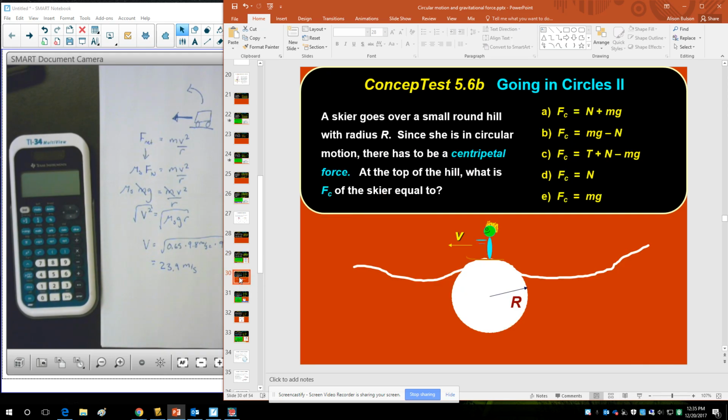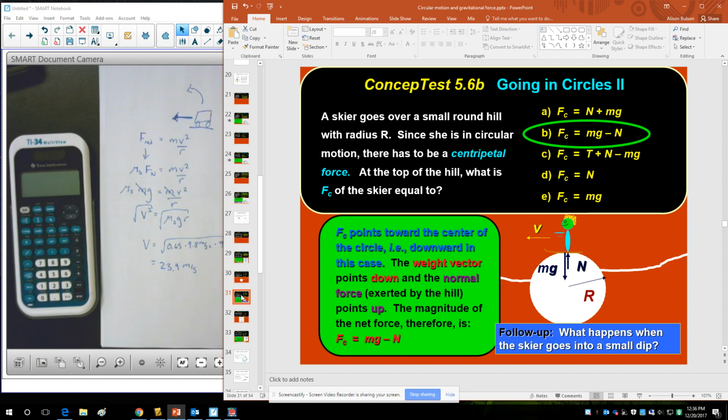A skier goes over a small round hill with radius r. Since she's in circular motion, there has to be a centripetal force at the top of the hill. What is that centripetal force equal to? Think about the forces that are exerted on the skier and how they might be related in size.